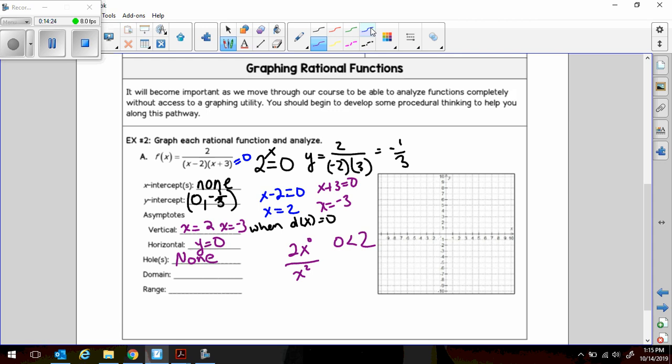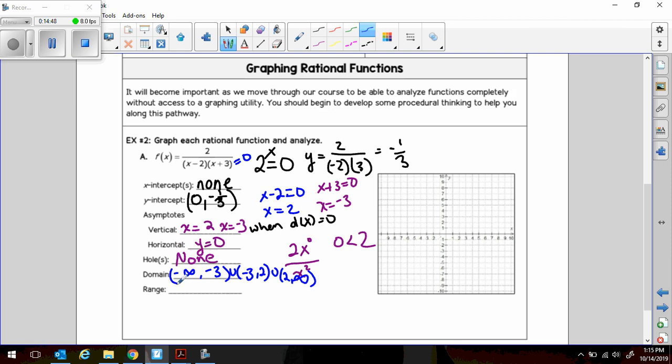The domain, the only restrictions I have is x cannot equal 2 and x cannot equal negative 3, and the smaller one comes first. So my domain is negative infinity to negative 3, union negative 3 to the other vertical asymptote, which is 2, union 2 to infinity forever.